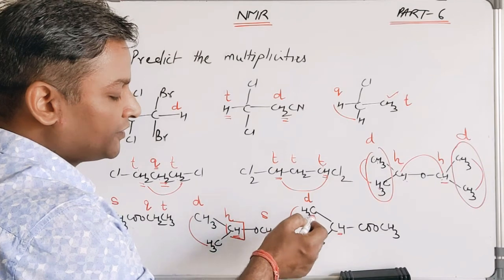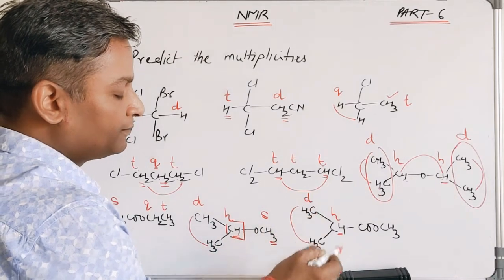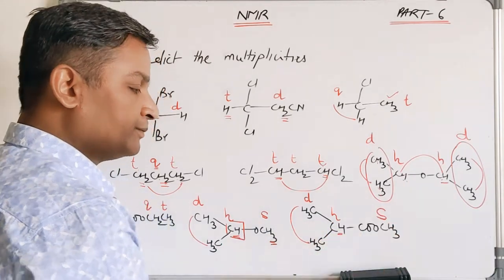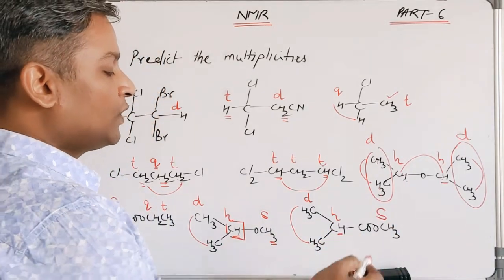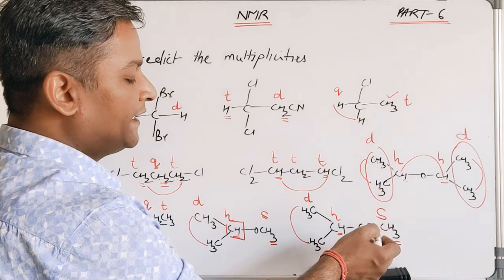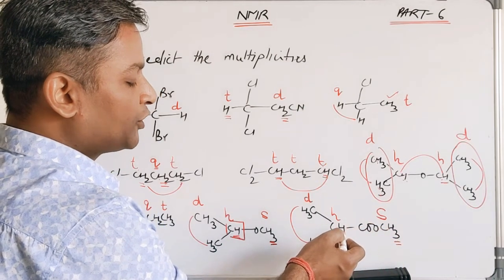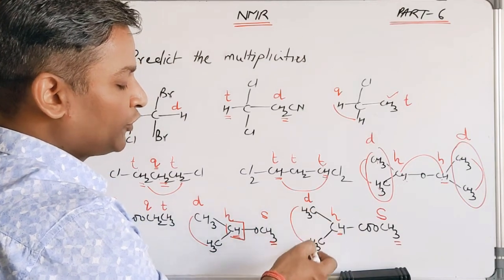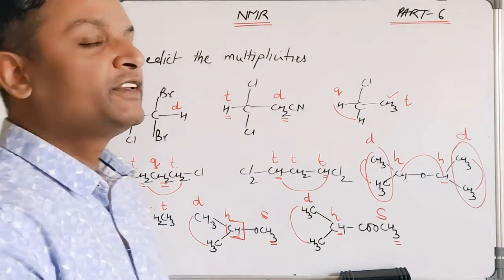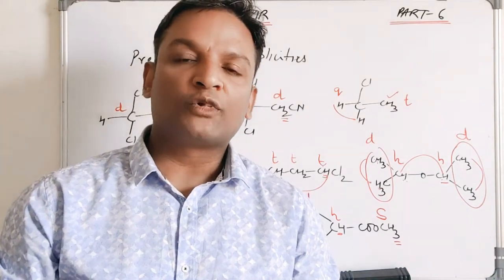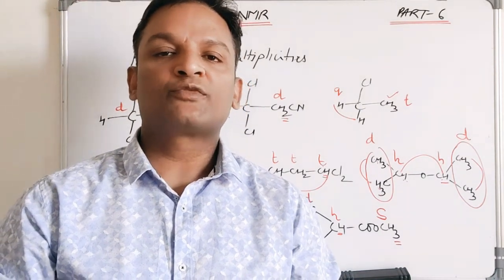For the CH, the neighbors are 6, so it will show a heptet, and there is no neighbor for this one, so it will show only a singlet. If we consider the values, the highest will be of this CH3 because it is attached to the oxygen directly, then this CH because it is attached to CO, around 2.1, then around 1.2 for these CH3. So these are different examples. We are done with different examples of multiplicity. I'm sure it must be very clear to all of you.